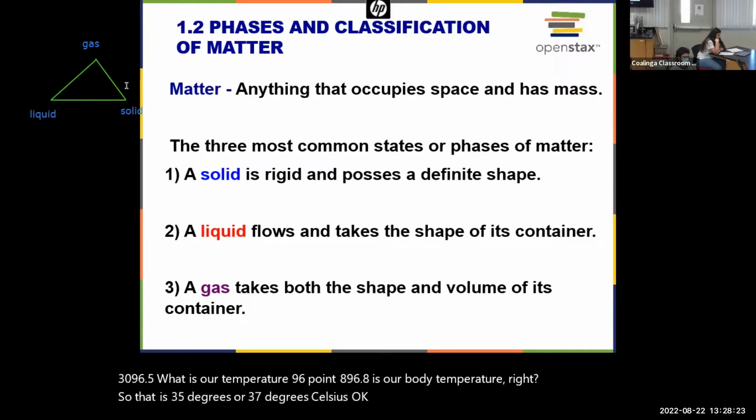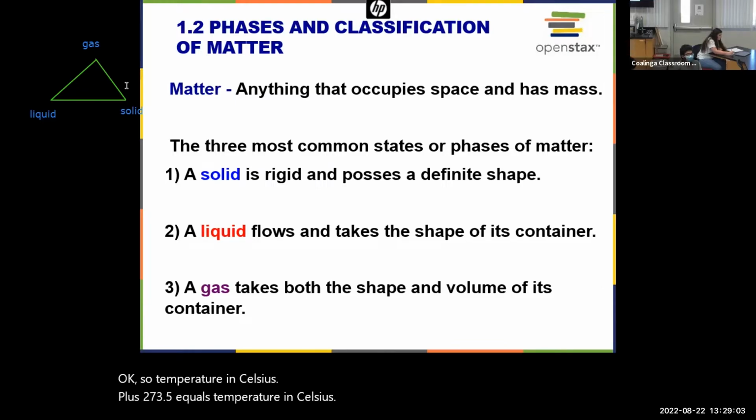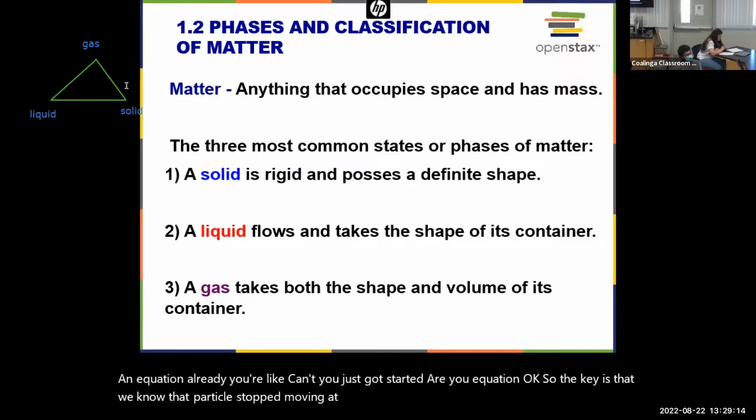Okay, so 0 degrees Kelvin is going to be negative 273 degrees Celsius. So if I'm converting from Celsius to Kelvin, I'm just going to be adding 273.15. So temperature in Celsius plus 273.15 equals our temperature in Kelvin. Okay, so an equation already. The key is that we know that particles stop moving at 0 degrees Kelvin, absolute zero.